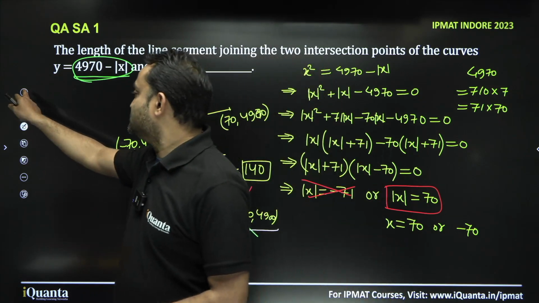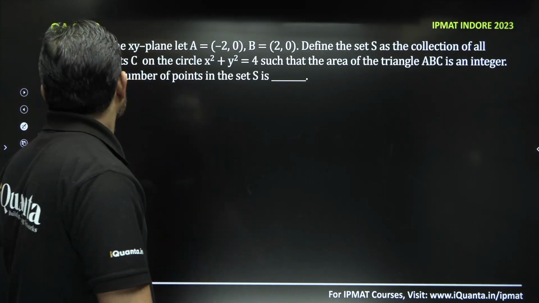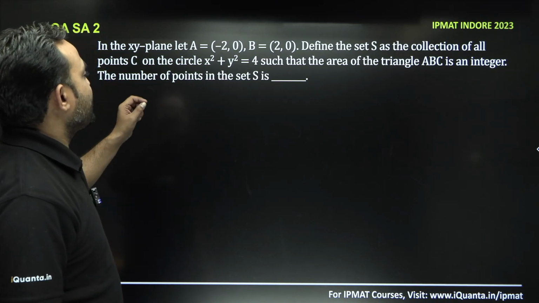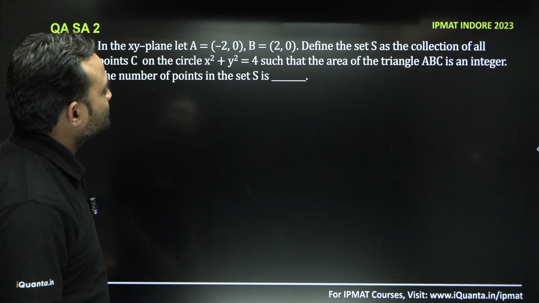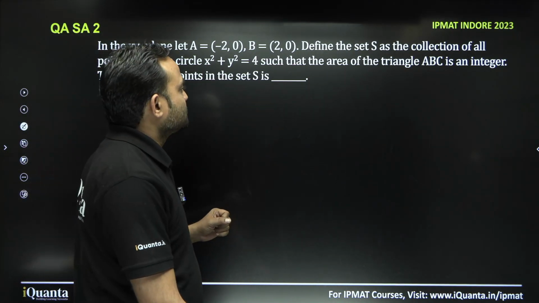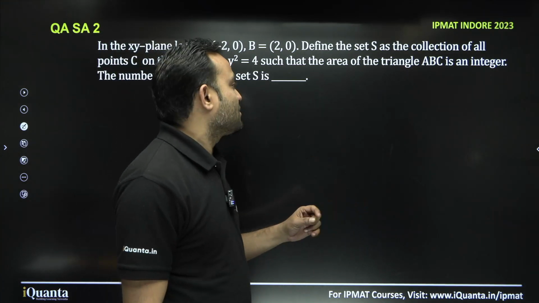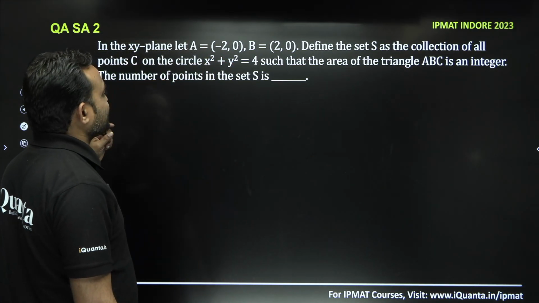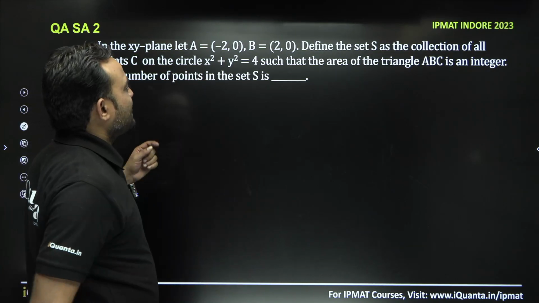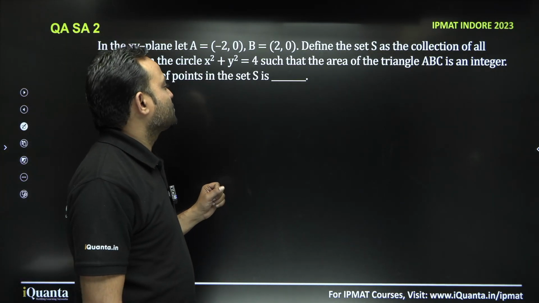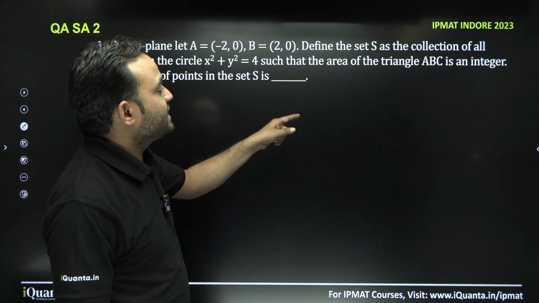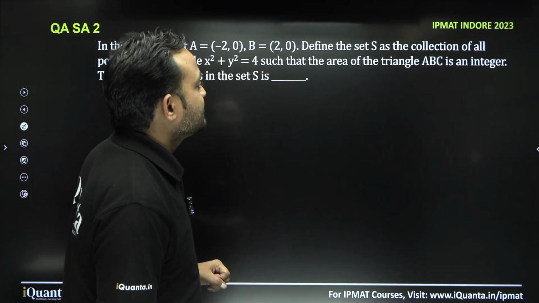Okay. Second one. Second one is: in the xy plane, A is equal to minus 2, 0, B is equal to 2, 0. Define the set S as the collection of all the points C on the circle x square plus y square is equal to 4 such that the area of the triangle ABC is an integer.